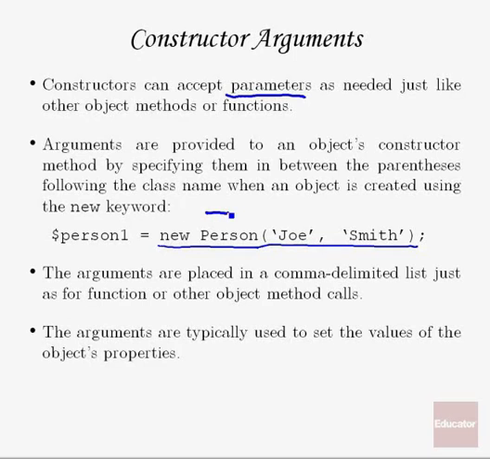So normally, when we call an object method and we want to pass it two parameters, we would call the object name, the method name, and then pass it the parameters.